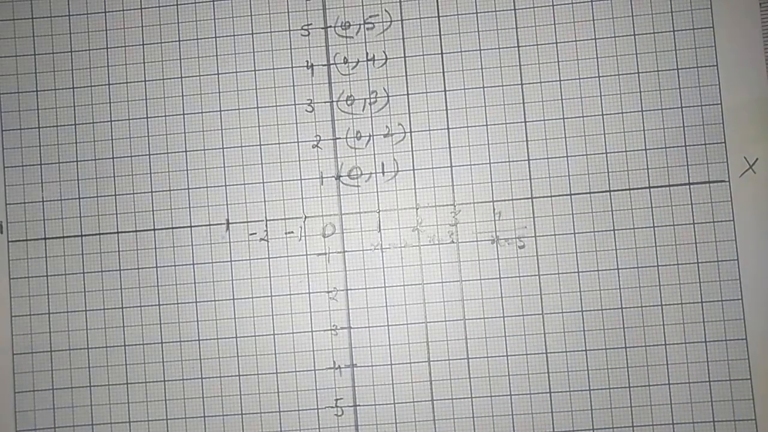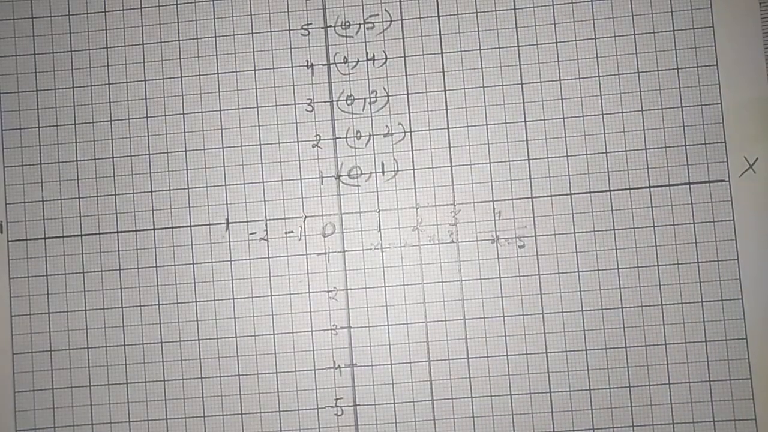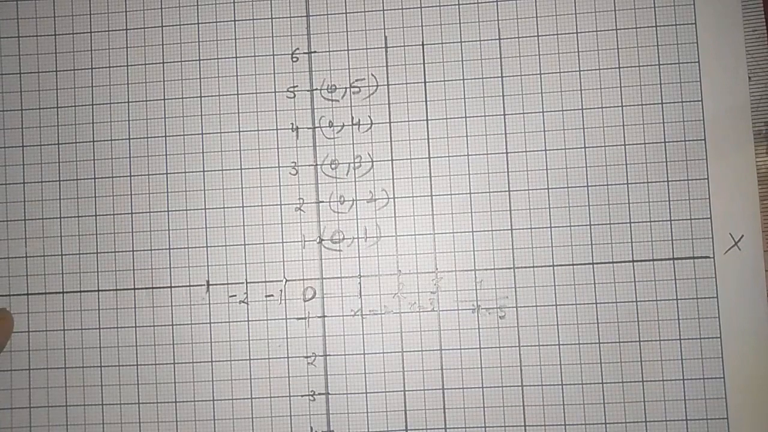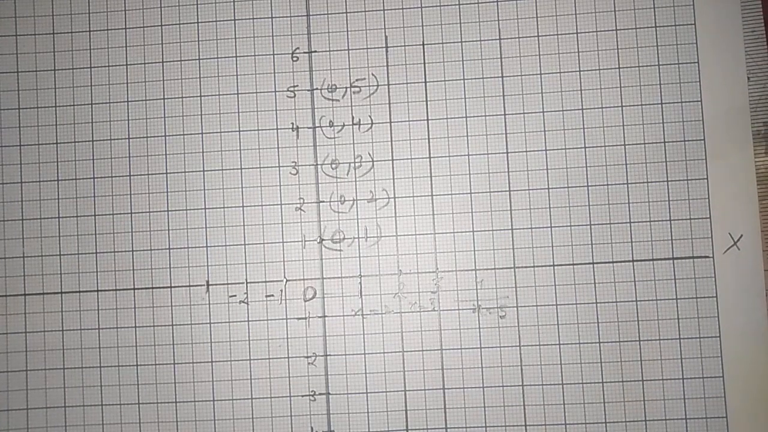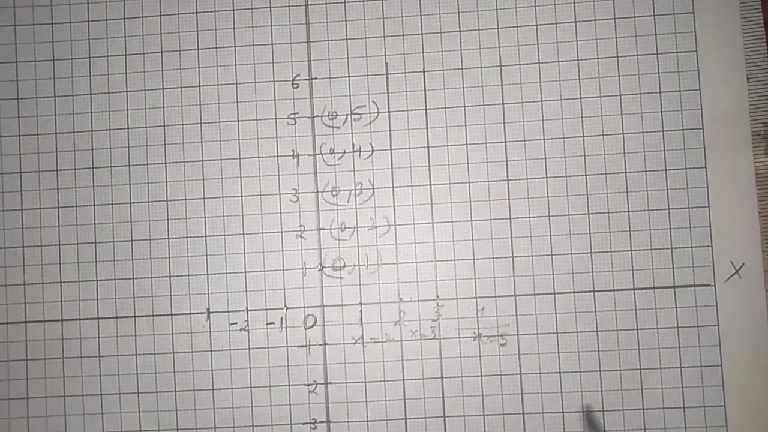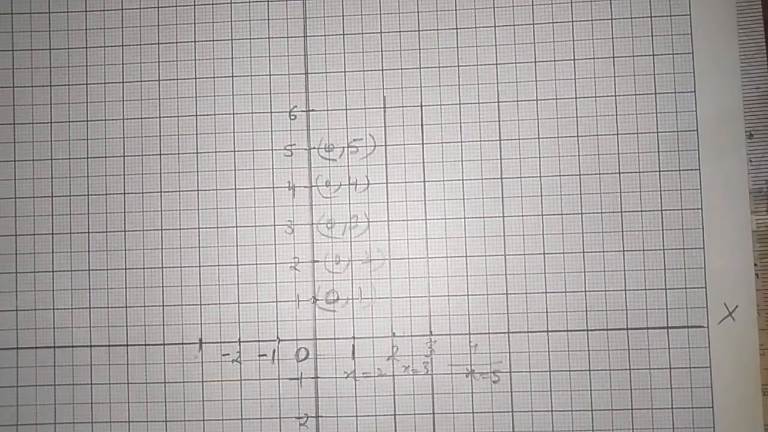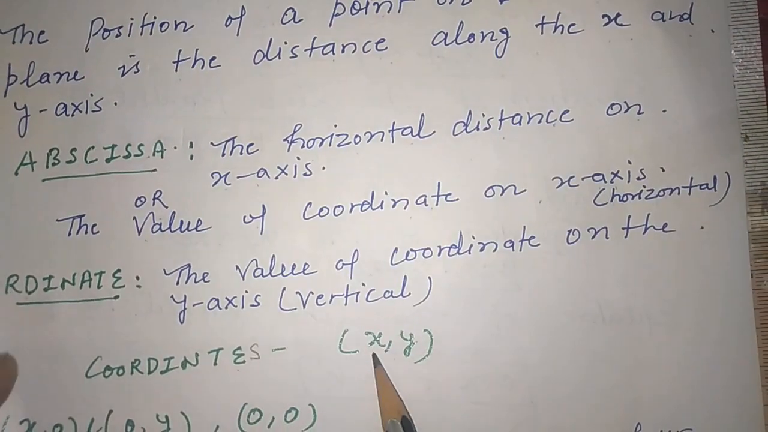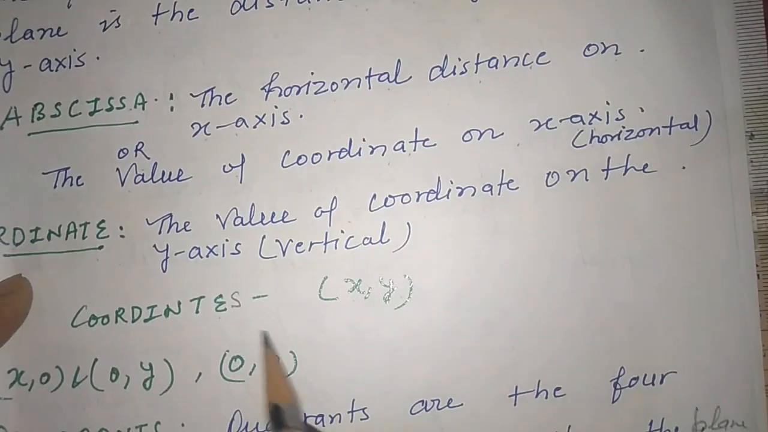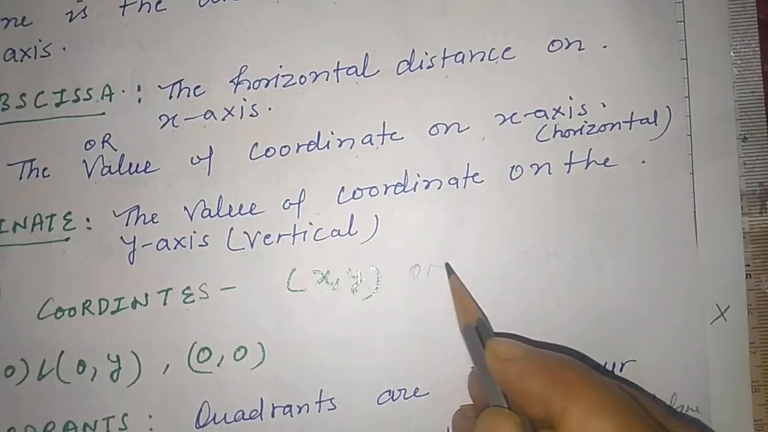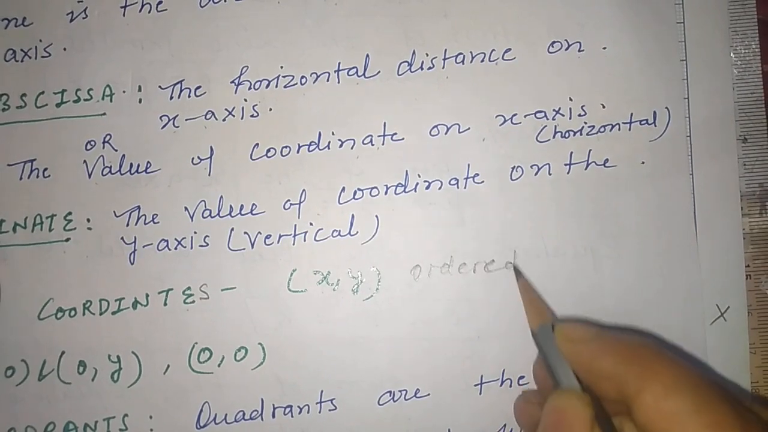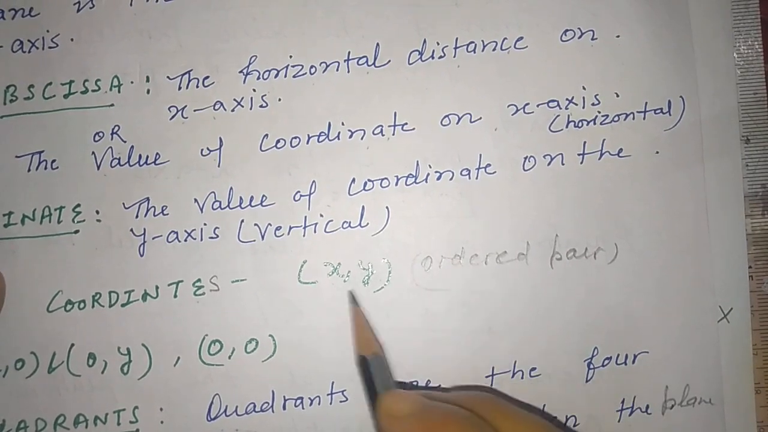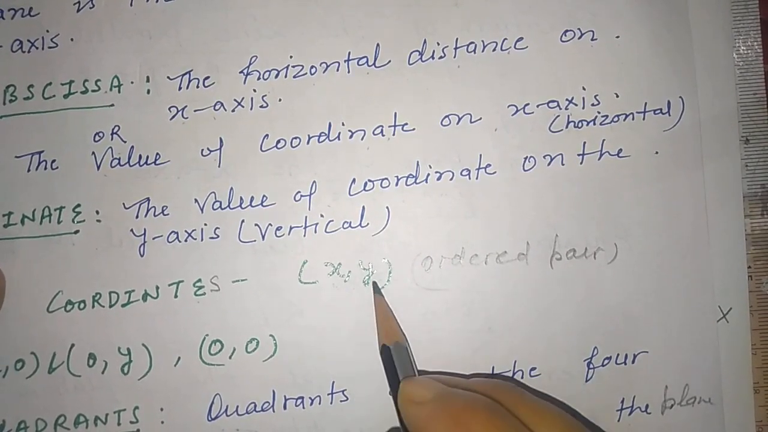Now we can draw the graph of this on the Cartesian plane. Because of this, you can find the position of any point, the coordinates. One more important thing is that we always get x in the first place and y in the second place. So this is also known as an ordered pair. This order will never be changed. So x and y are the abscissa and ordinate.